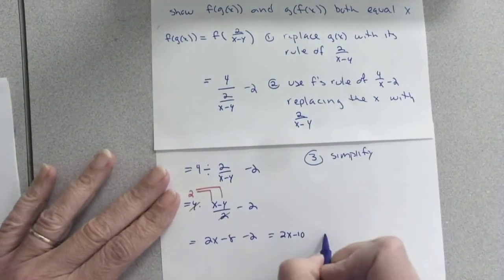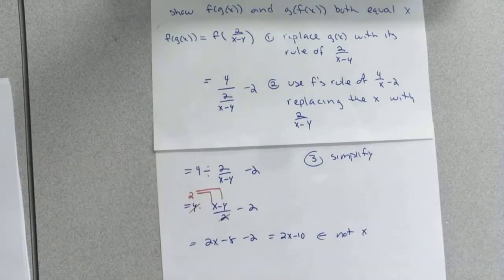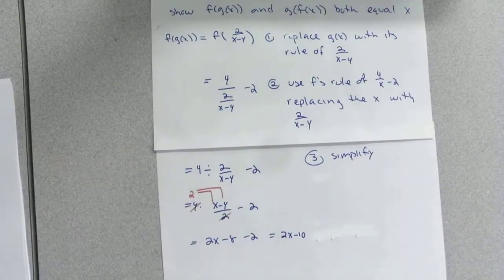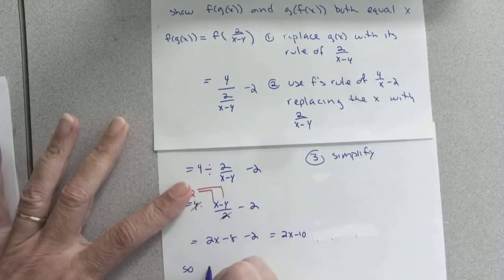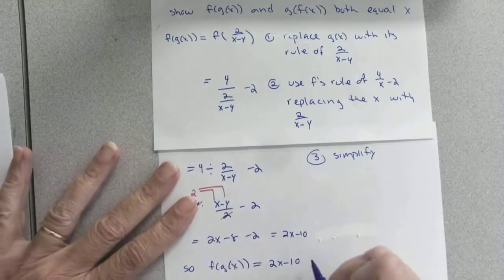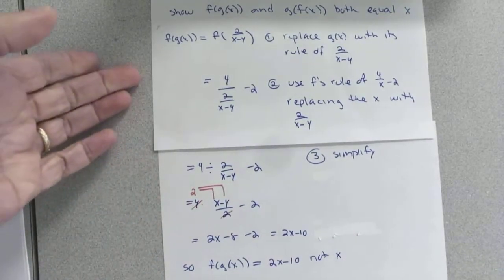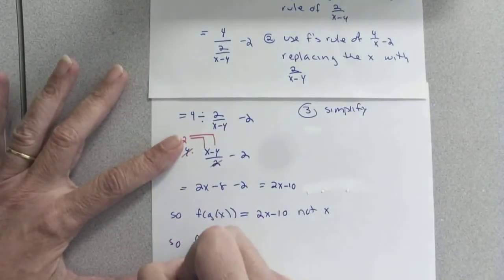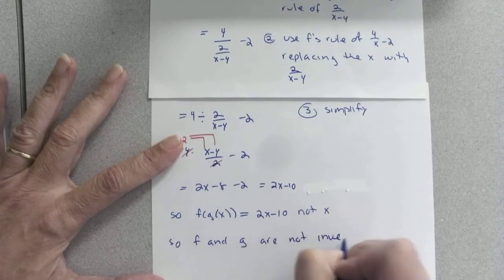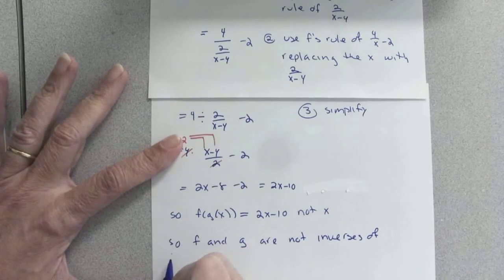And so we can actually stop there. That is not x. Actually, let's summarize. And obviously, it's not x. And so putting it all together, f of g of x equals 2x minus 10. That's what we came up with. And that is not x. And so we now know that f and g are not inverses of each other.